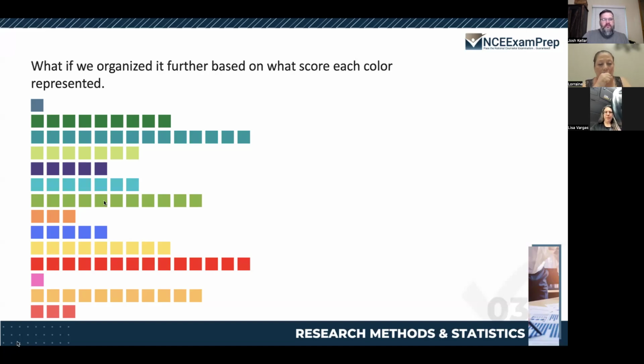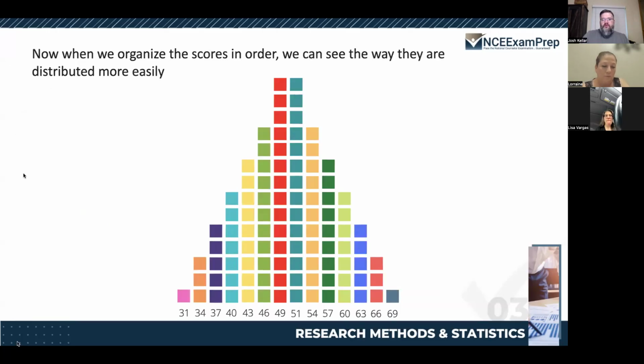Okay. But what if we wanted to organize it further based on what score each color represented? And so now we could say that this gray square represents a score of 69. So one person scored 69. This purple, 37, we could say that 5 people scored a 37. Okay. So we can organize those scores in order, and now we can see the way that they're distributed more easily. And this is how we begin to arrive at a bell curve.